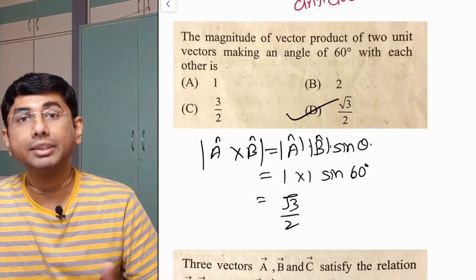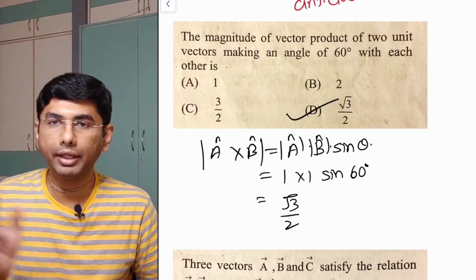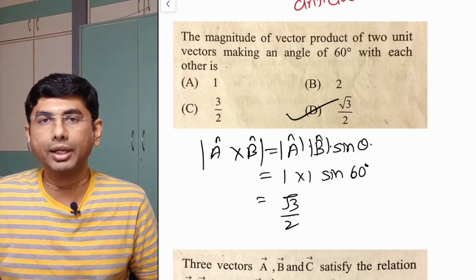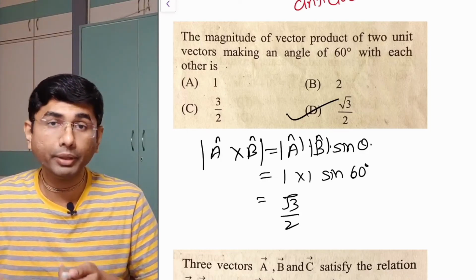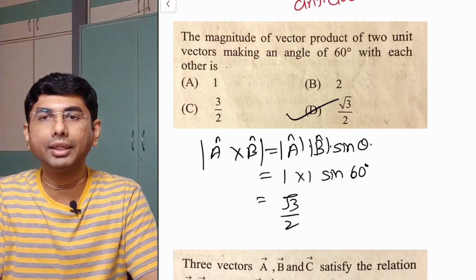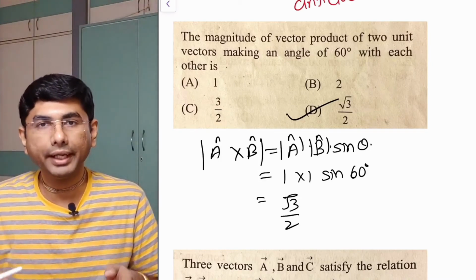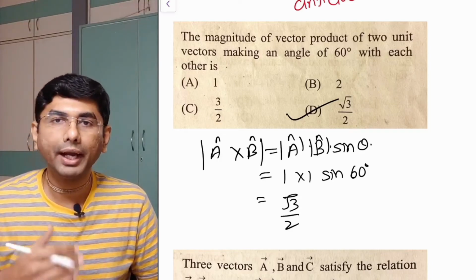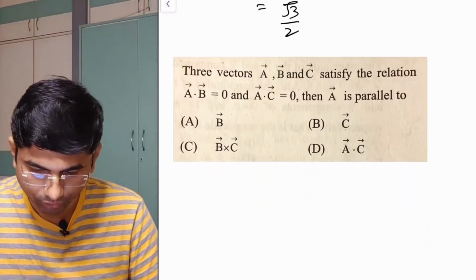If they had asked us the direction, in which direction will it be? A cross B. Whichever the direction of A cross B, I can say that it will be perpendicular to both A and B, following the right hand thumb rule. Next question.